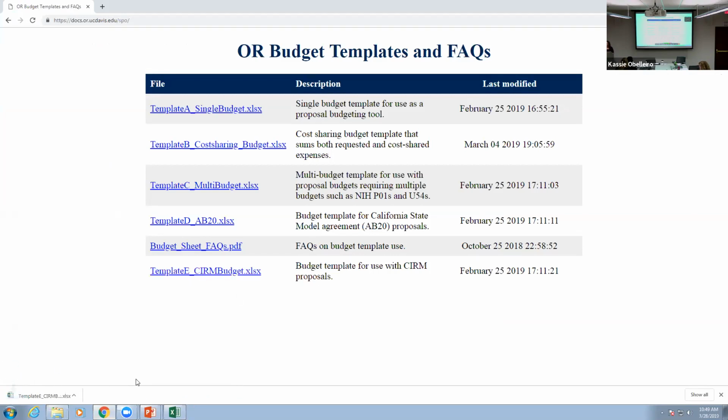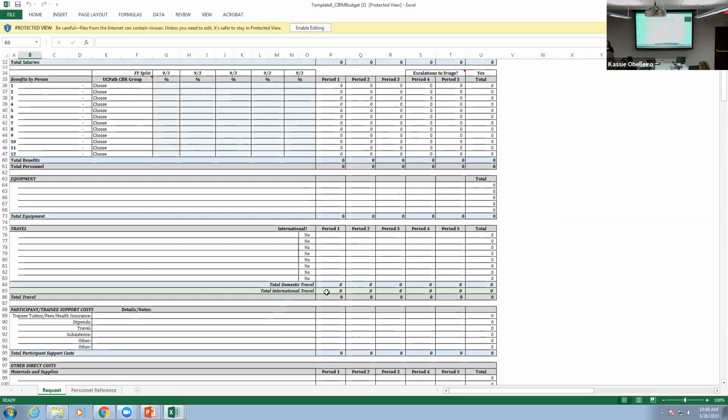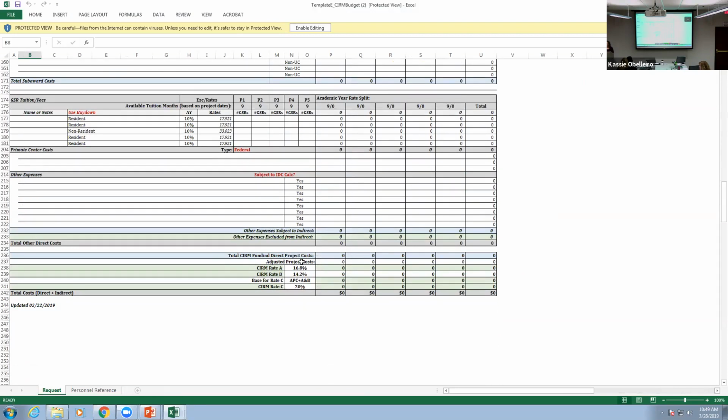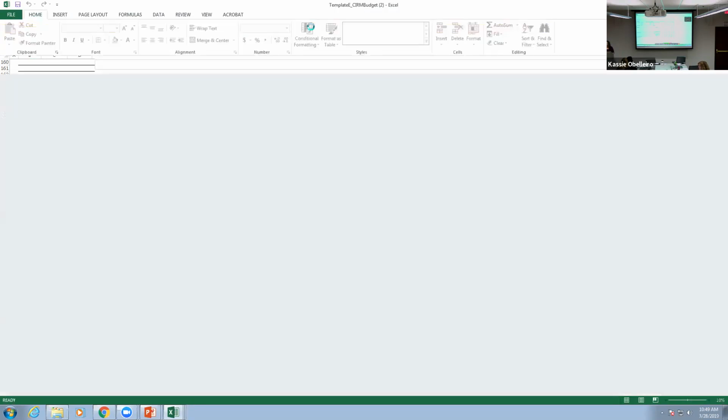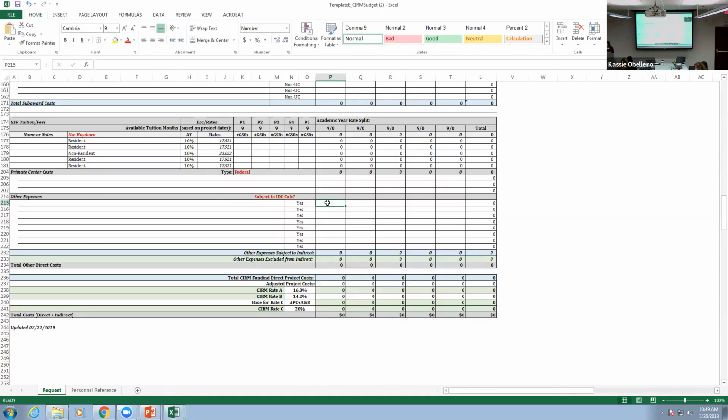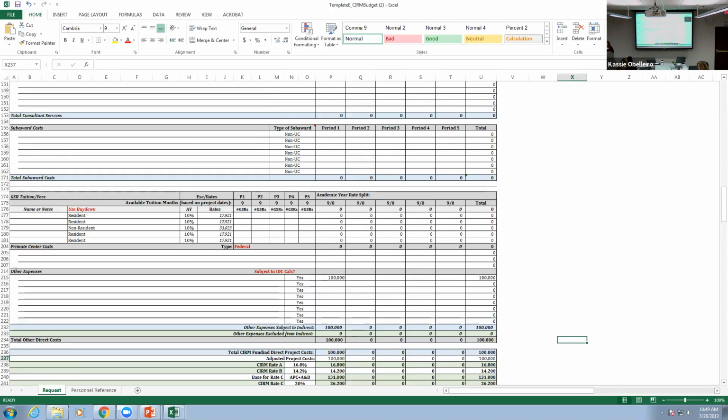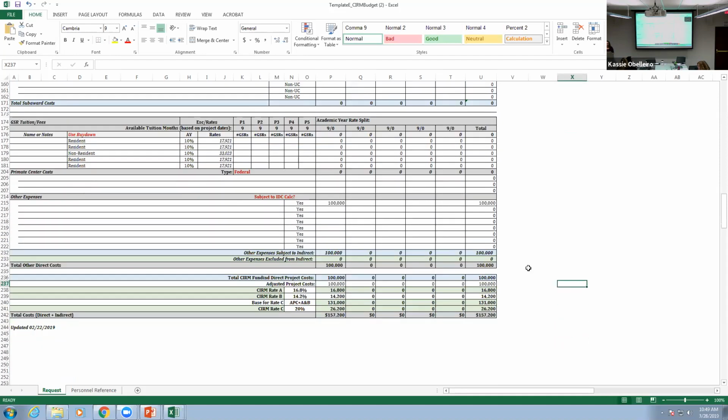CIRM is a good example of a specialized sheet because they have such a different way that they calculate indirect costs, and that's all down here. They have some things at rate A and then rate B, and then there's an indirect on top of those rates. So it does that for you. Like if I put 100,000 in here, it automatically does that, so you don't have to think about that. If you're applying to CIRM, it's regenerative medicine. It's usually the med center.